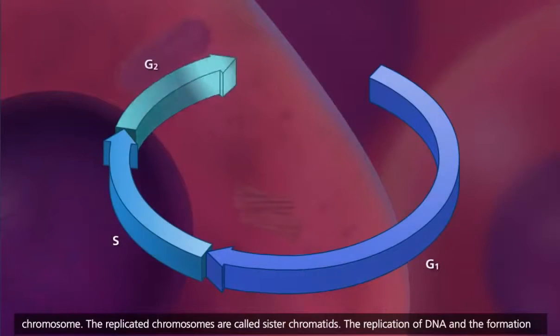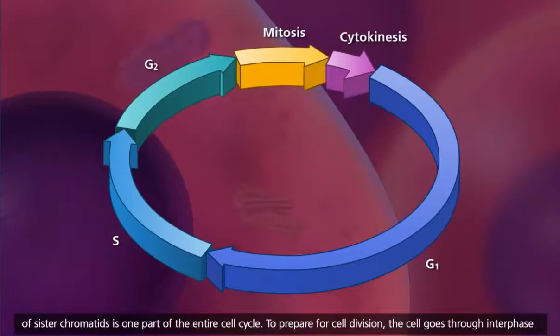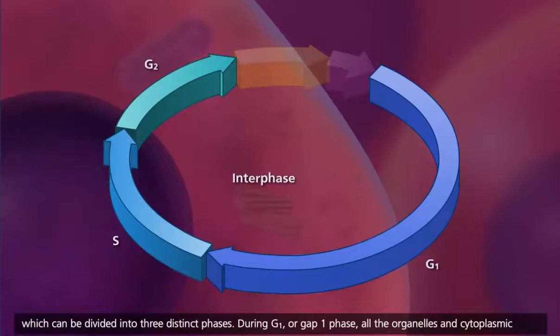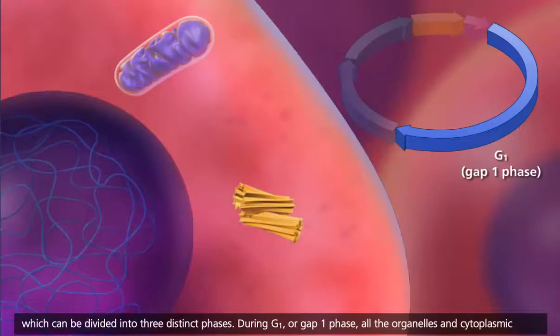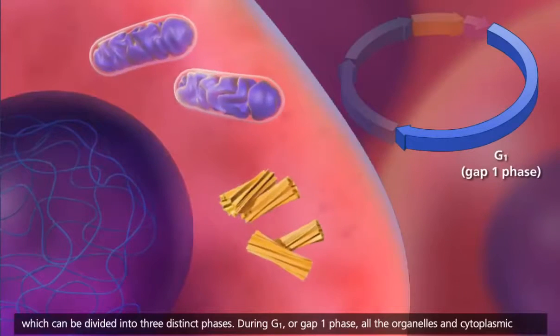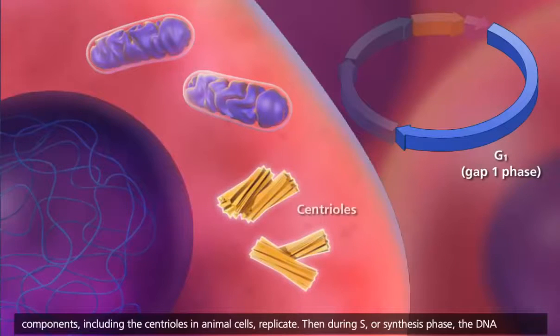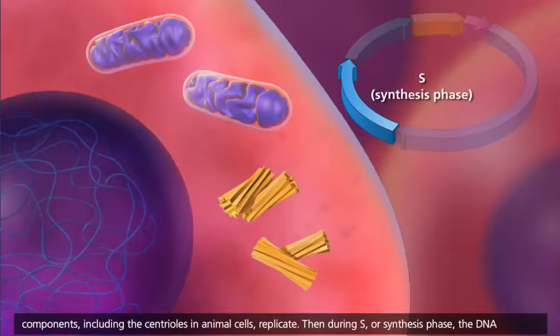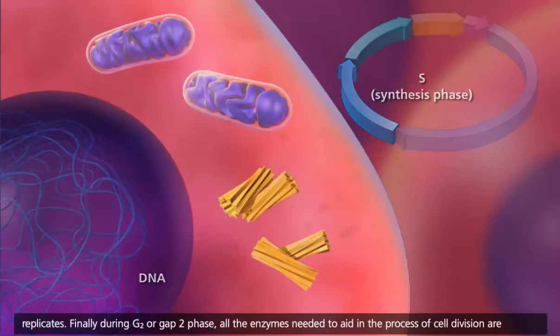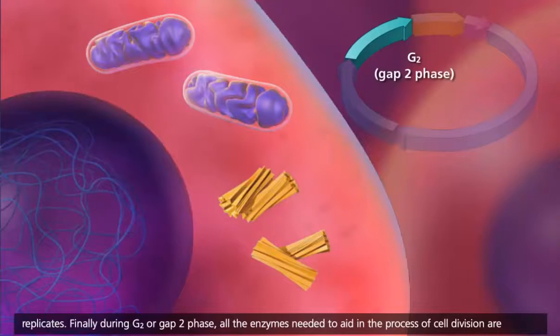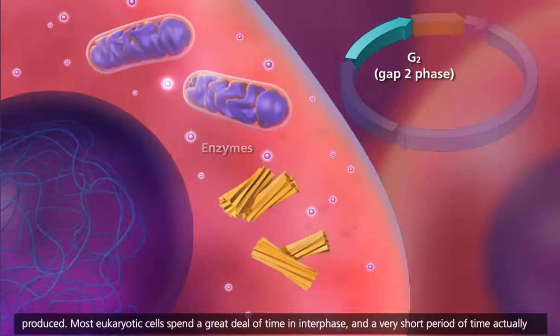The replication of DNA and the formation of sister chromatids is one part of the entire cell cycle. To prepare for cell division, the cell goes through interphase, which can be divided into three distinct phases. During G1, or gap 1 phase, all the organelles and cytoplasmic components, including the centrioles in animal cells, replicate. Then during S, or synthesis phase, the DNA replicates. Finally, during G2, or gap 2 phase, all the enzymes needed to aid in the process of cell division are produced.